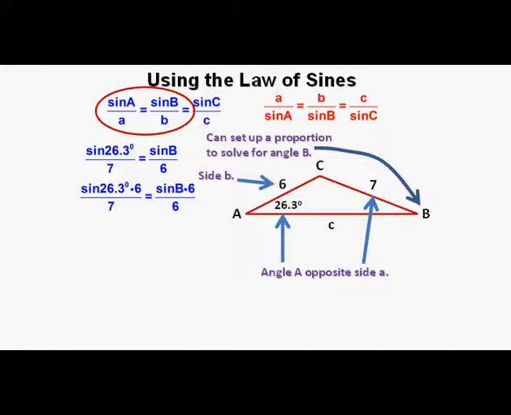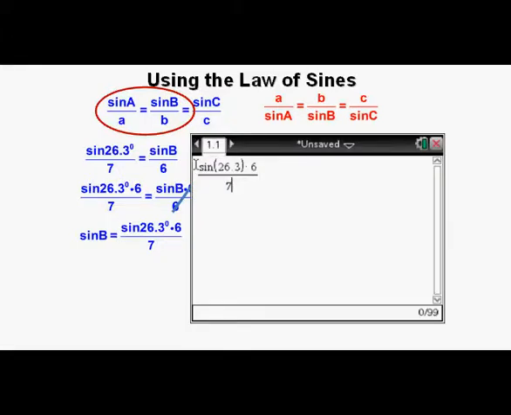Now to solve for the sine of B, we multiply both sides of the equation by 6. Then 6 over 6 cancel on the right side to equal 1. So we're left with the sine of angle B equals the sine of 26.3 degrees times 6 divided by 7. Using the calculator, we first make sure we're in degrees mode, then enter the right side of the equation, which is the sine of 26.3 degrees times 6 divided by 7.